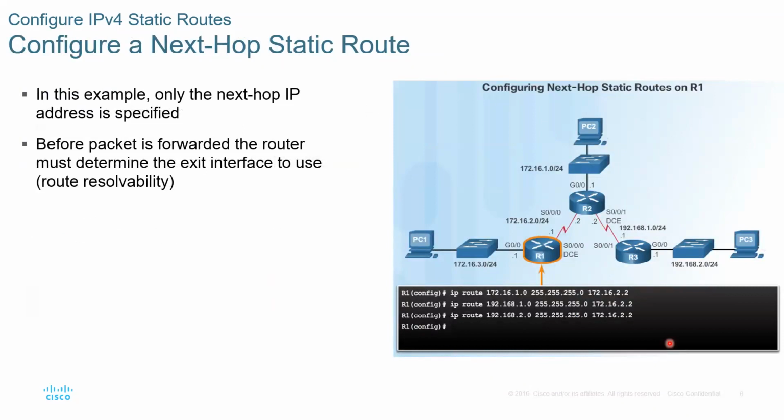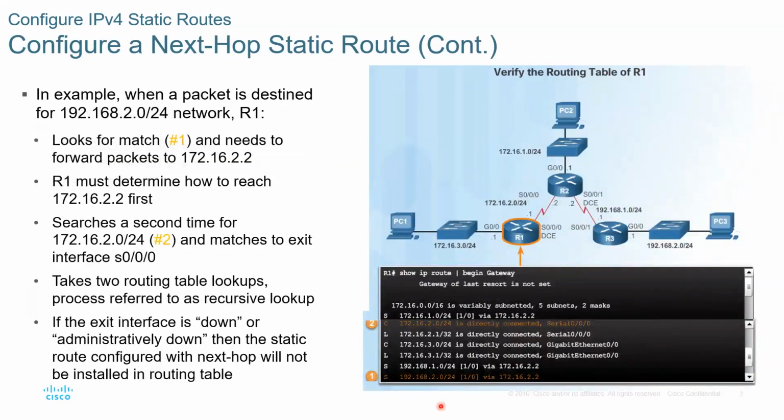Configuring a next hop static route, you can see in R1, we're putting in 3 routes. 172.16.10, next hop address would be 172.16.2.2. Next route, we're configuring 192.168.10 subnet mask, next hop address, and also the 192.168.2 network. So if we count the networks, 1, 2, 3, 4, and 5. Every router will have directly connected networks. So there's 5 total networks. We have 2 directly connected. We need 3 static routes.